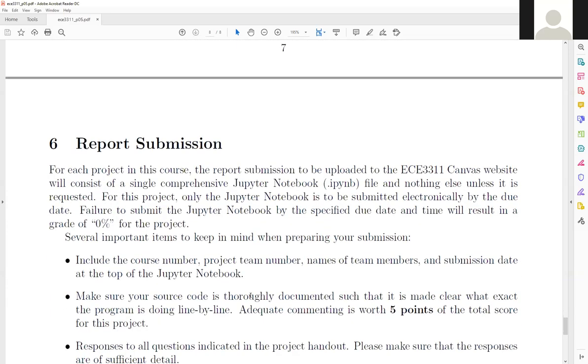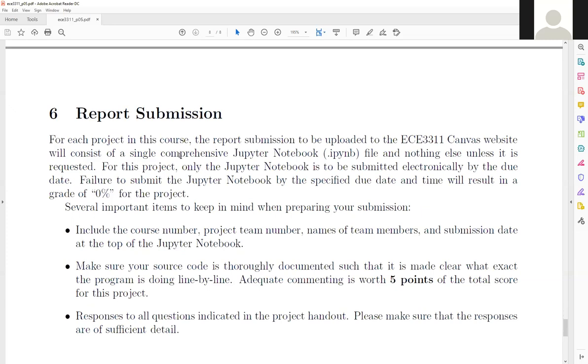All right, and then report submission, same as before, Jupyter Notebook submission via the 3311 Canvas website. So that really summarizes this project.